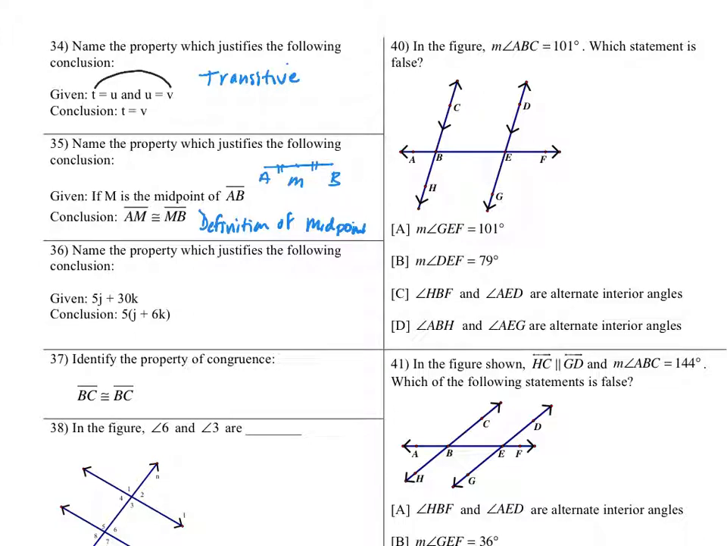The next one, we're given 5j plus 30k, and our conclusion is 5 times the quantity of j plus 6k. So what happened here was that the 5 was factored out, but that's another way of referring to the distributive property. Number 37, this is one we're familiar with from our use of it in proofs. When BC is congruent to itself, that's the reflexive property.